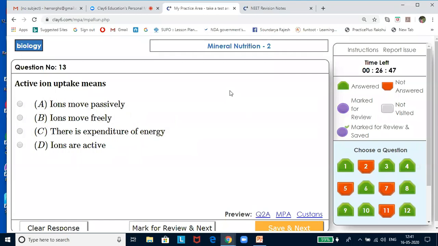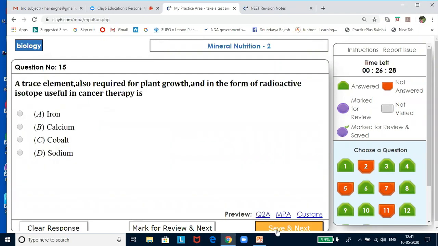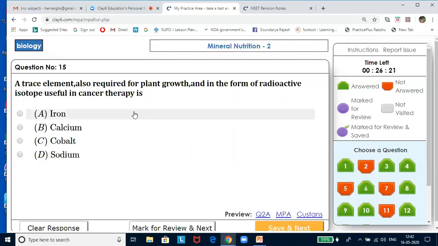Active ion uptake means there is expenditure of energy. Iron deficiency results in decreased protein synthesis. A trace element required for plant growth, and in the form of a radioactive isotope useful in cancer therapy, is cobalt.